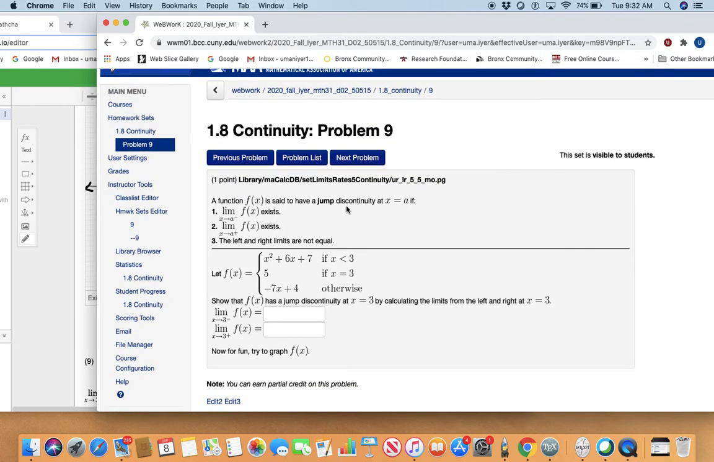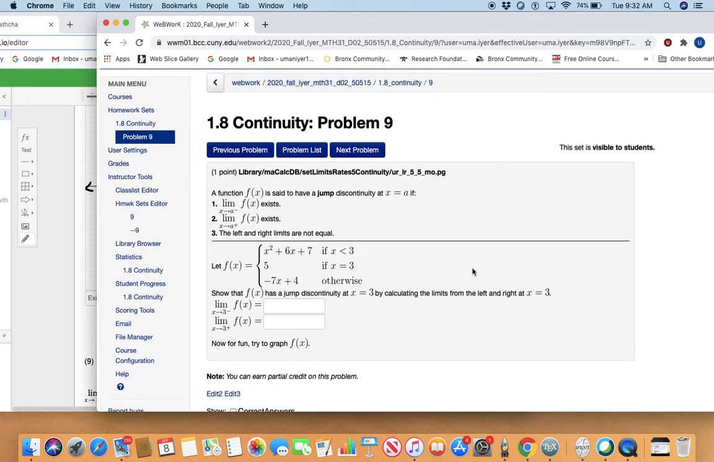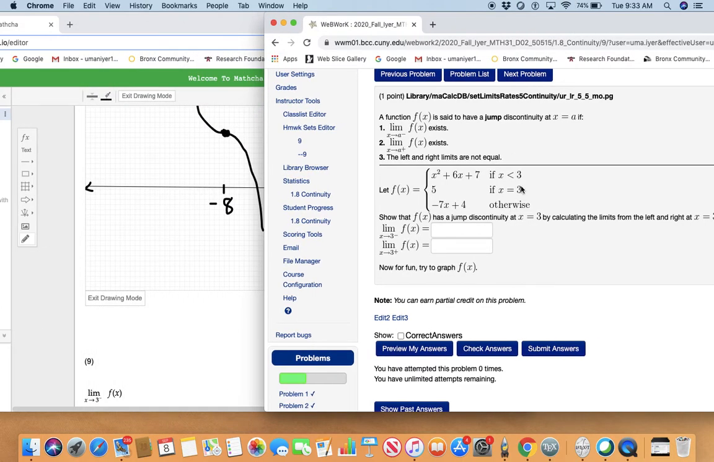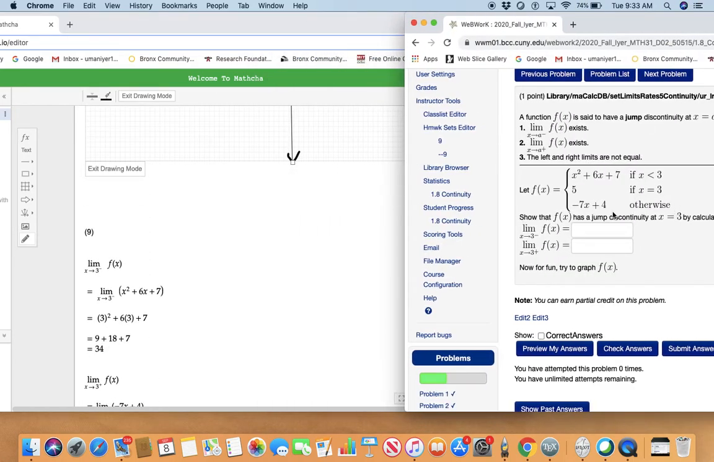A function f(x) is said to have a jump discontinuity. Okay. You know the meaning of jump discontinuity. The left and right limits exist, but they are not equal. Okay, that's how you jump. So show that this piecewise defined function has a jump discontinuity. Well, 3 is where the rule changes. So let's find the limit as x approaches 3 from the left. Compare it with the limit as x approaches 3 from the right.